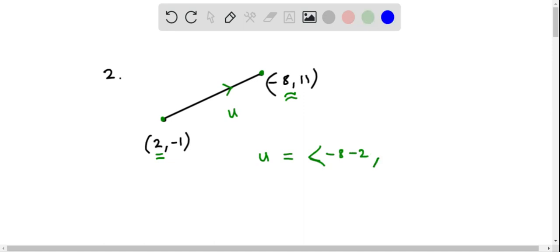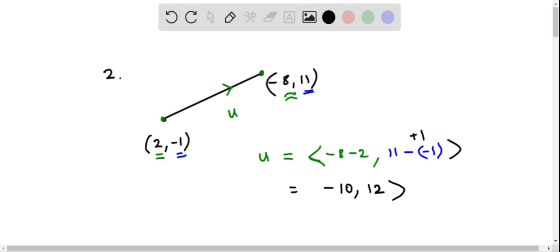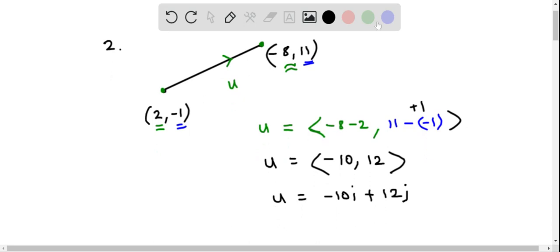Now we take the y component, which is 11, and then do the subtraction minus, and then we take this negative 1. So 11 minus negative 1. So therefore this becomes negative 8 minus 2 is negative 10, and then 11 minus negative 1 becomes 11 plus 1, which is 12. So this is the u vector, and we can write this in vector form as u vector is negative 10i plus 12j. So we have written this vector in terms of the unit vectors i and j.